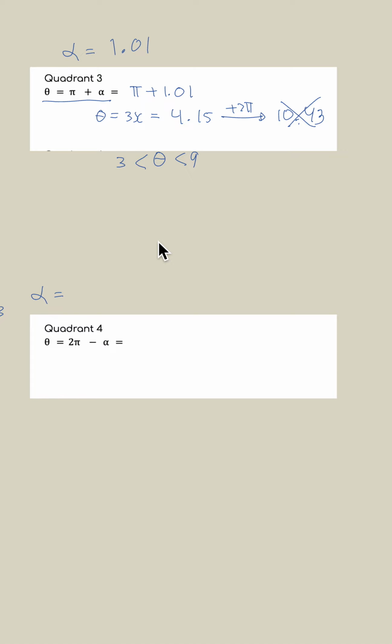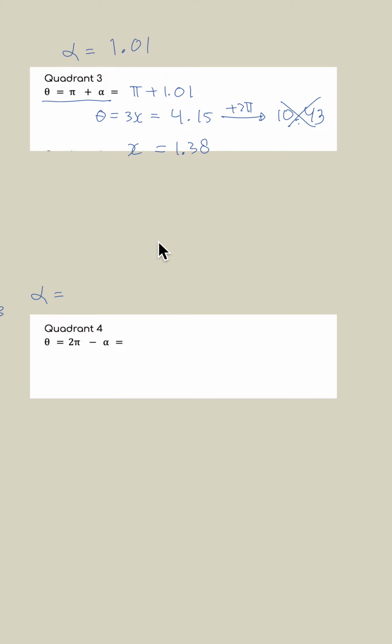Is this the answer? No, this is not the answer because there's 3x. X itself will be 4.15 divided by 3. You'll get 1.38. Okay, good. So we have another value for x in quadrant 3.